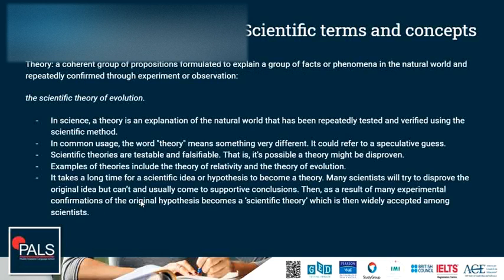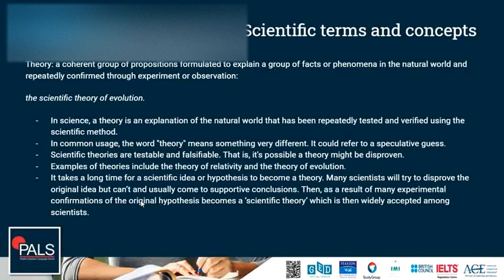And one more term, here a bit longer explanation. I think that is a quite important term where many people have a misconception about, and that is the term theory, or better, scientific theory. So in science, a theory is a coherent group of propositions formulated to explain a group of facts or phenomena in the natural world and repeatedly confirmed through experiment or observation.